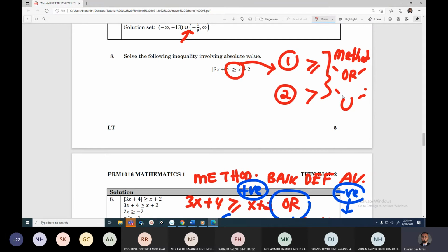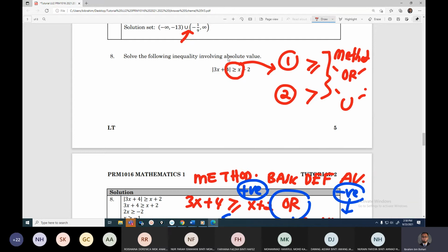Okay, first question: modulus 3x plus 4 greater than or equals x minus 2. You have this sign, greater than or equals or greater than. So you use the method using operator union. Okay, you use union like this.